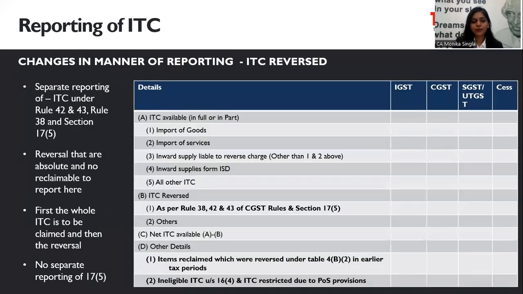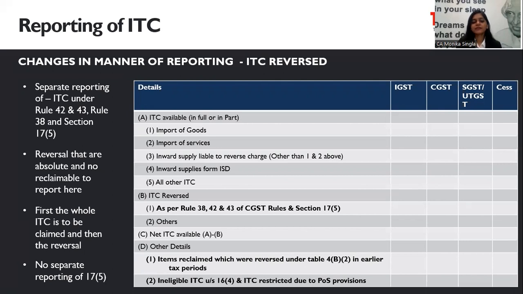Now let us have a look at the changes that have been made in the manner of reporting of ITC. So the first head, that is ITC available in full or in part, has not been changed. This is the same as earlier. This contains the ITC on account of import of goods, import of services, inward supplies liable to reverse charge, inward supplies from input service distributor, and all other ITC.